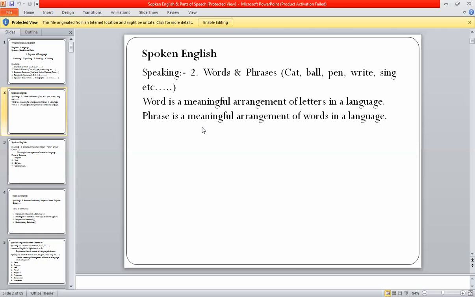And a phrase is called a meaningful arrangement of words in a language. So a phrase is nothing but a meaningful arrangement of words. For example, instead of, in front of, out of. These are called phrases. When two meaningful words are written one by one, then it forms a phrase.